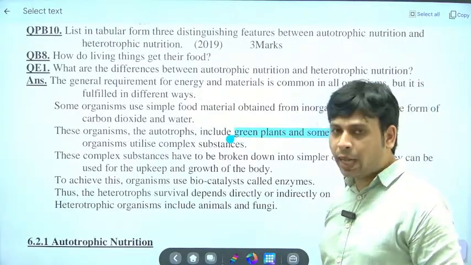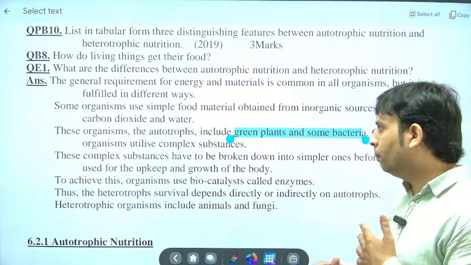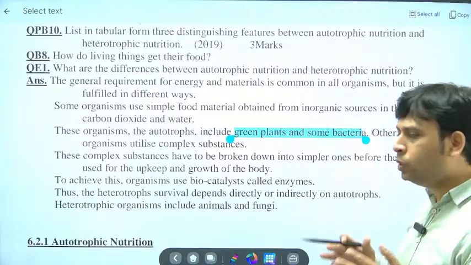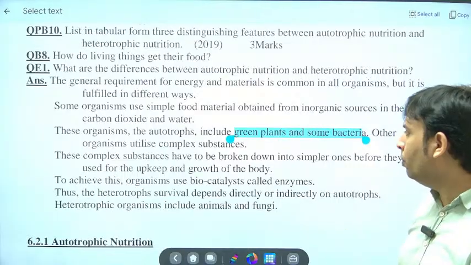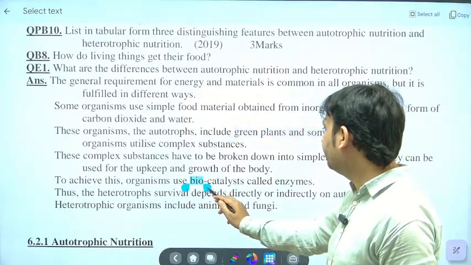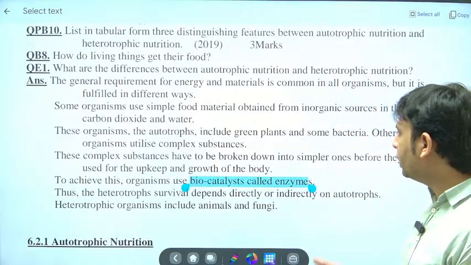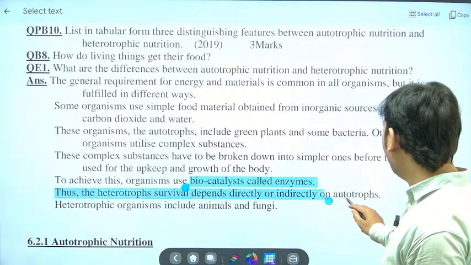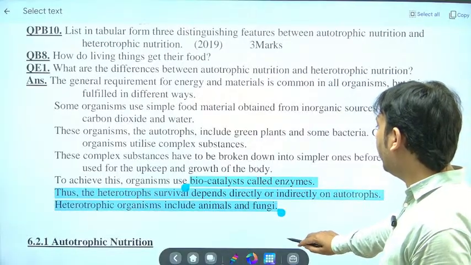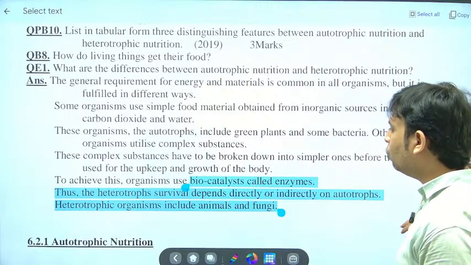When other organisms take food from the plant, they break down the complex substances to simpler substances and obtain energy from that. Organisms use biocatalysts like enzymes for this. So the heterotrophs' survival depends directly or indirectly on autotrophs. Heterotrophic organisms include animals and fungi. So now we will discuss autotrophic nutrition.